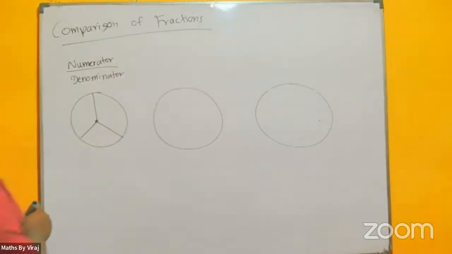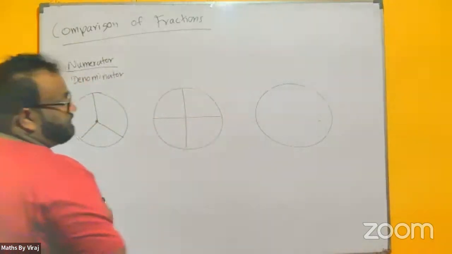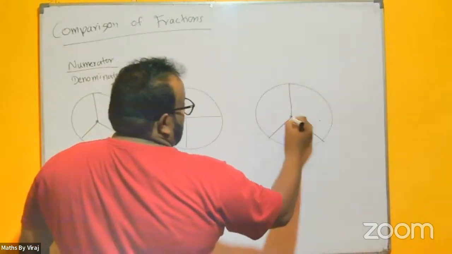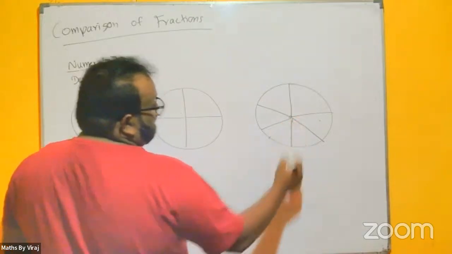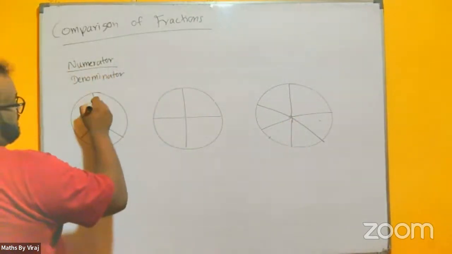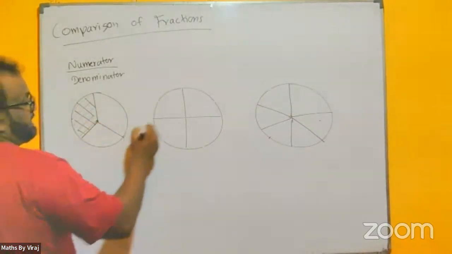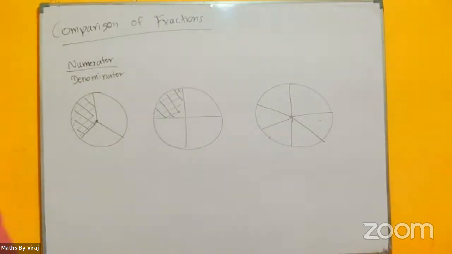Let's see. I divide this into 3 equal parts. Yes or no? Right. I divide this into 4 equal parts. Correct? Now I divide this into, let's see children, 6 equal parts. Right. Now if I color one part, look at the size of that. Yes, it's a large portion. Yes or no? Yes, this portion is not much as large as this particular portion.